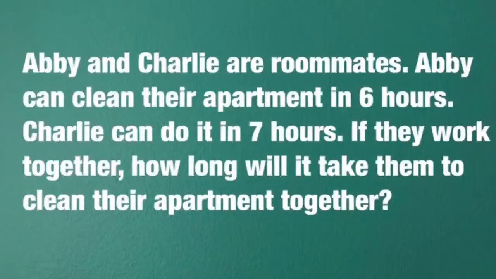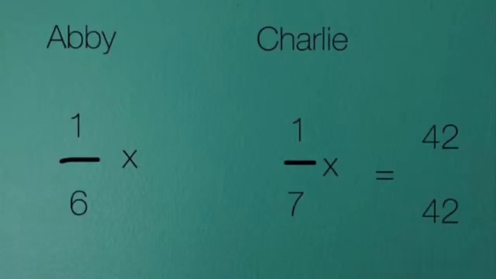Abby and Charlie are roommates. Abby can clean their apartment in 6 hours. Charlie can do it in 7 hours. If they work together, how long will it take them to clean their apartment? To figure this out, you have to put how much of the room they'd get clean in an hour into a ratio, with x being the total number of hours. So add Abby's 1/6 x plus Charlie's 1/7 x and set it equal to 1.